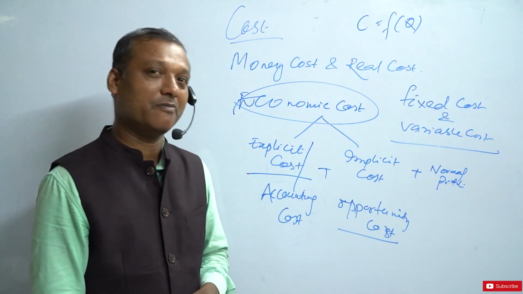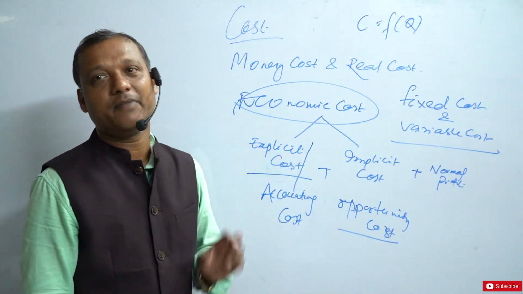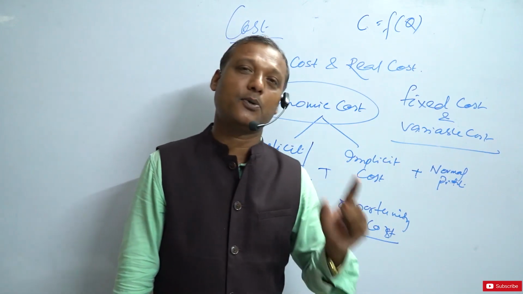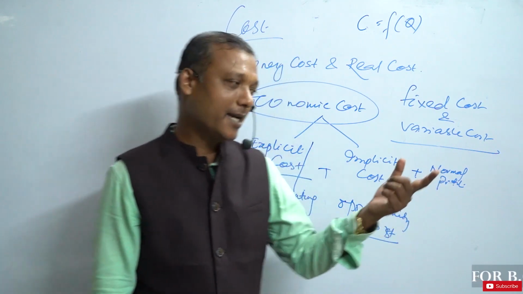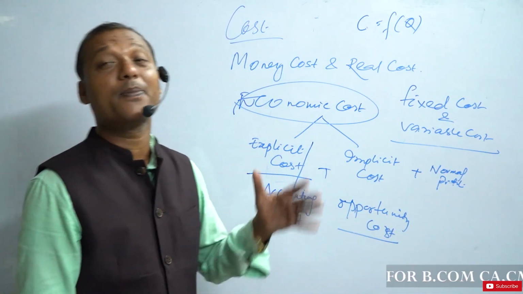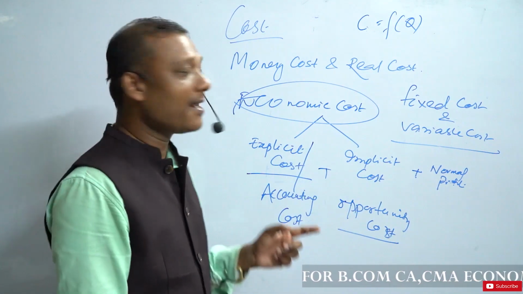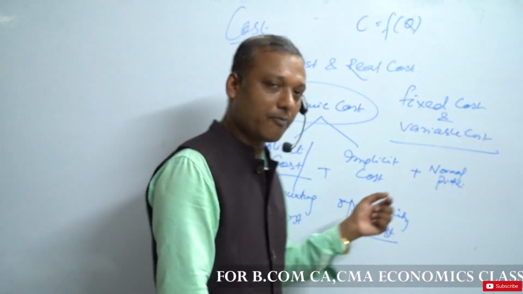Variable cost can be zero, but fixed cost will never be zero, because in the beginning of production, when you arrange land, you have to pay rent. When you arrange machines and equipment, you have to pay for that. That is why fixed cost cannot be zero, but variable cost can be zero.